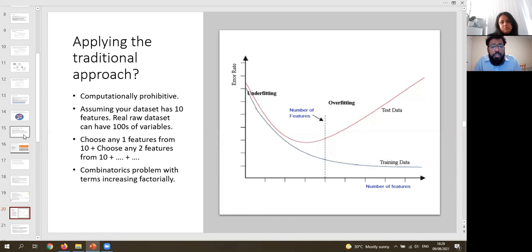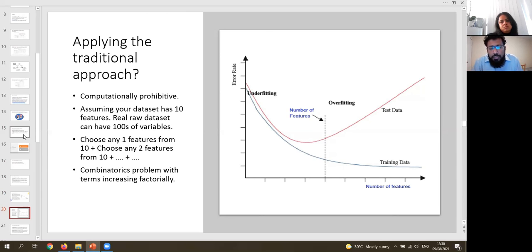Most real raw data sets have hundreds of different variables. When you talk about 10 features, choosing one feature from 10 gives 10 different possibilities. When you talk about two features from 10, you have to apply the combination formula, and then these numbers have to add up together. So the number of possibilities increases factorially.